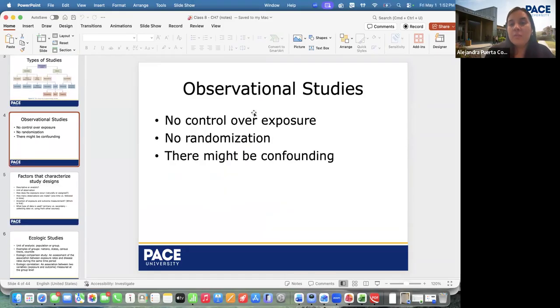Okay, important things about observational studies. You have no control over the exposure, no randomization, and there might be confounding, right? Because you're just observing, you cannot intervene within any of the groups, right? You cannot decide who's going to be exposed and who's not going to be exposed.